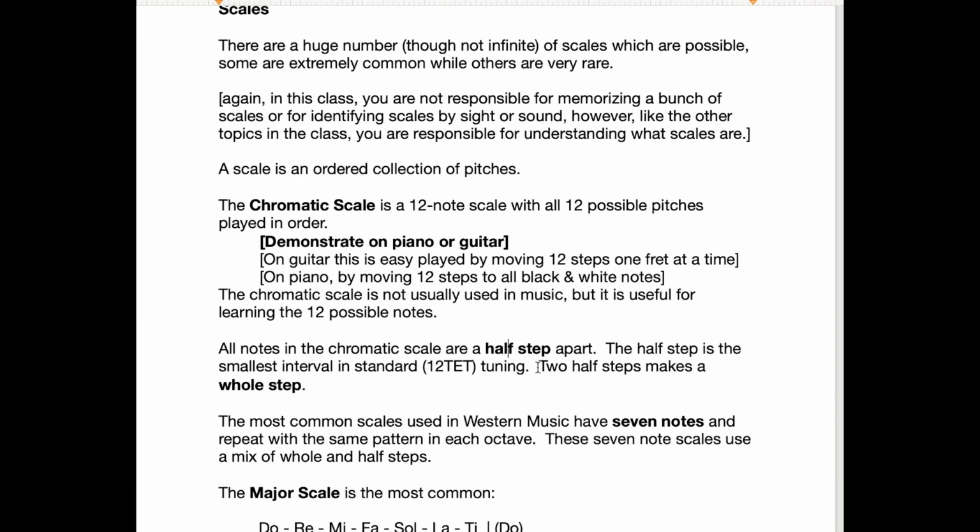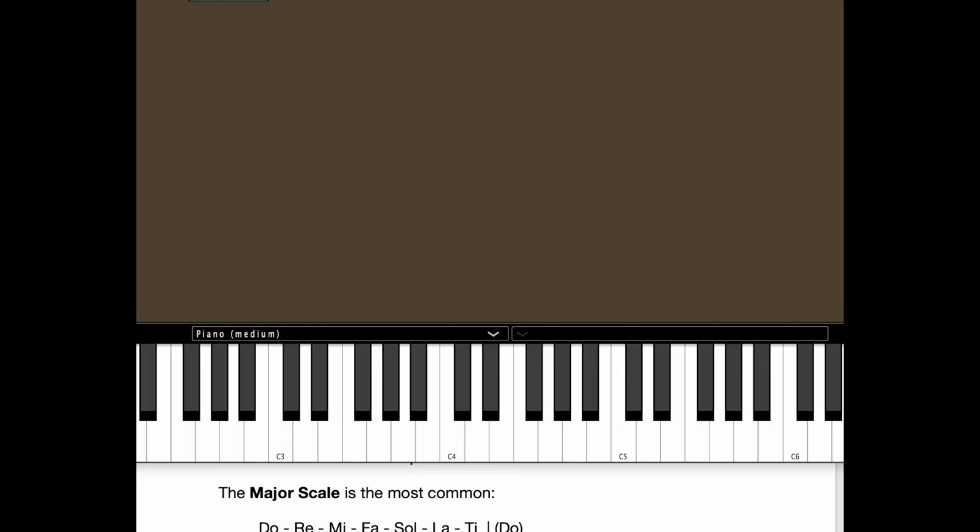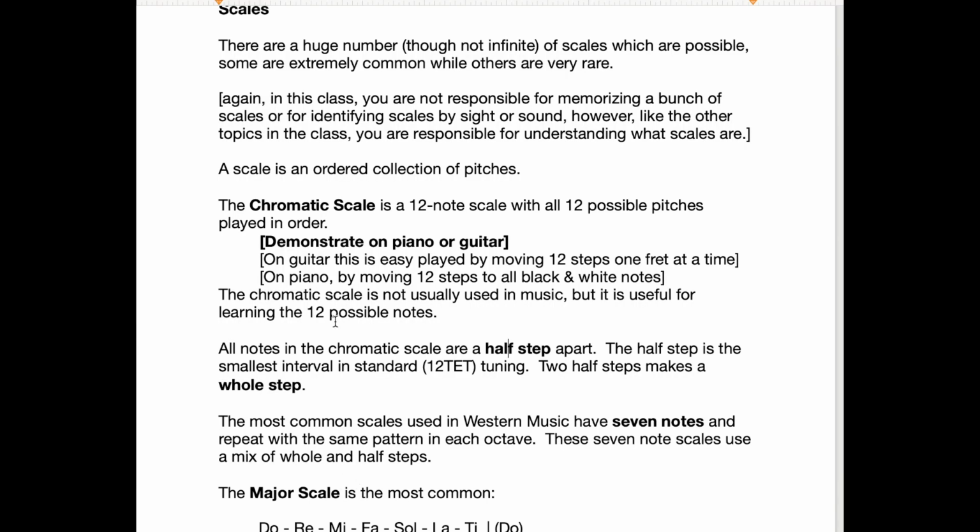So you remember probably that 2 half steps makes a whole step. So you could start that anywhere, but this is a whole step. This is a whole step. This is a whole step. That's called a whole tone scale, which we can come back to. It's not one of the normal scales, but scales are normally made up of a mix of half and whole steps. And most scales have 7 notes.